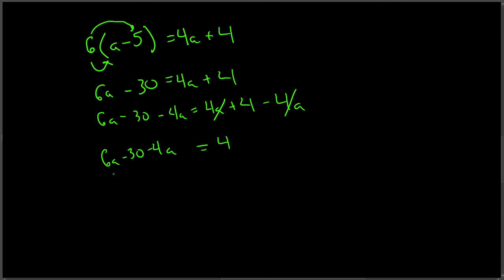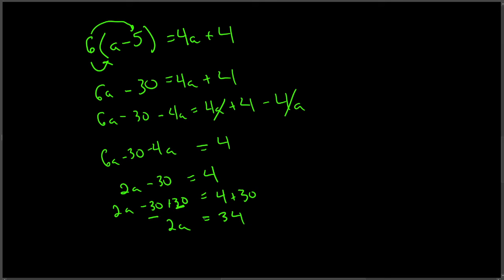Then I'm going to simplify over here. 6a minus 4a is 2a. And now I'm going to add 30 to both sides so that this goes away. Right? And because I chose the opposite, it goes away. And now I'm going to divide by 2. And whatever I do to one side, I do to the other. So I get a equals 17.